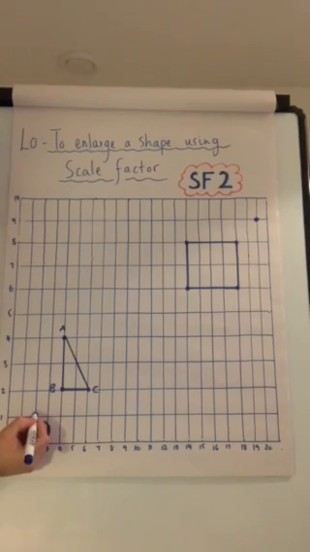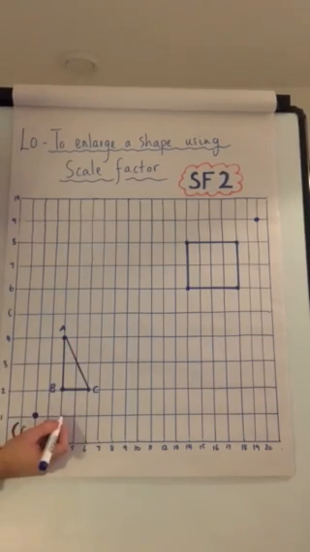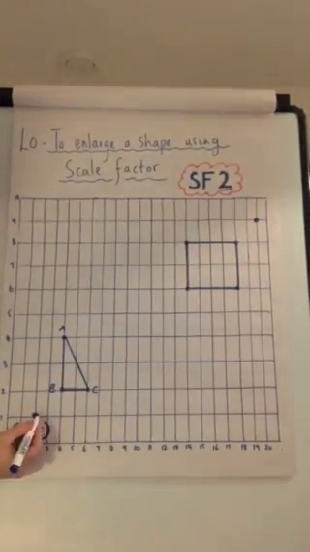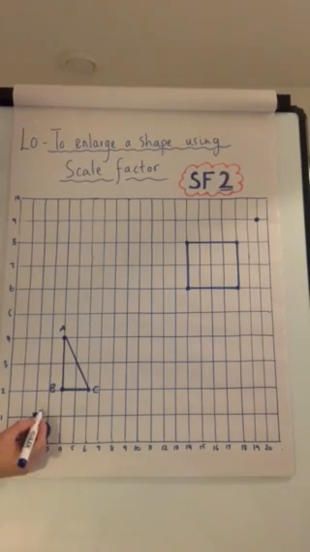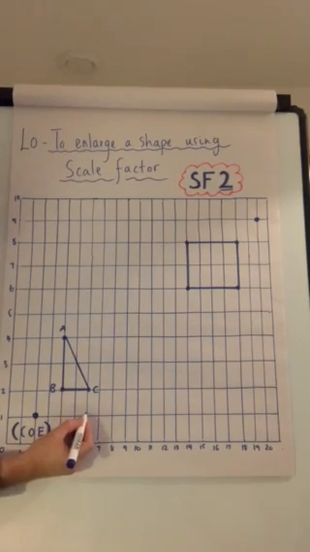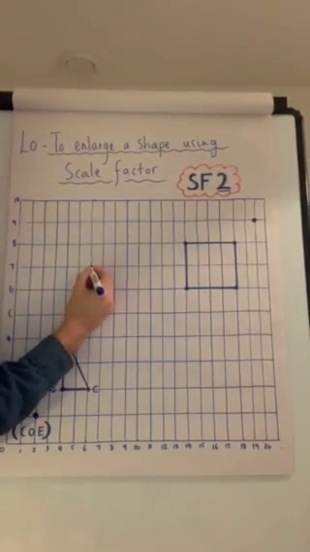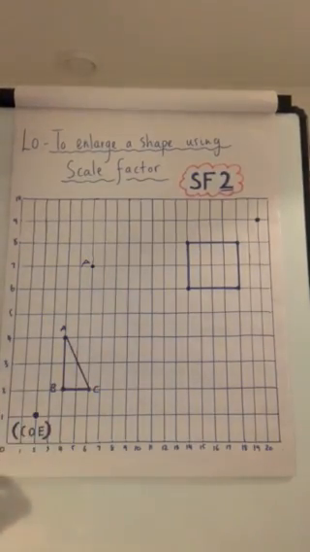From the center of enlargement to A is 2 across, 1, 2, 3 up. Now if I'm going to double that, it's going to turn into 4 across, 6 up, because it was 2 across, 3 up. So I'm going to go 4 across, 6 up. 1, 2, 3, 4. 1, 2, 3, 4, 5, 6. So now, point A is going to be here, enlarged to here.